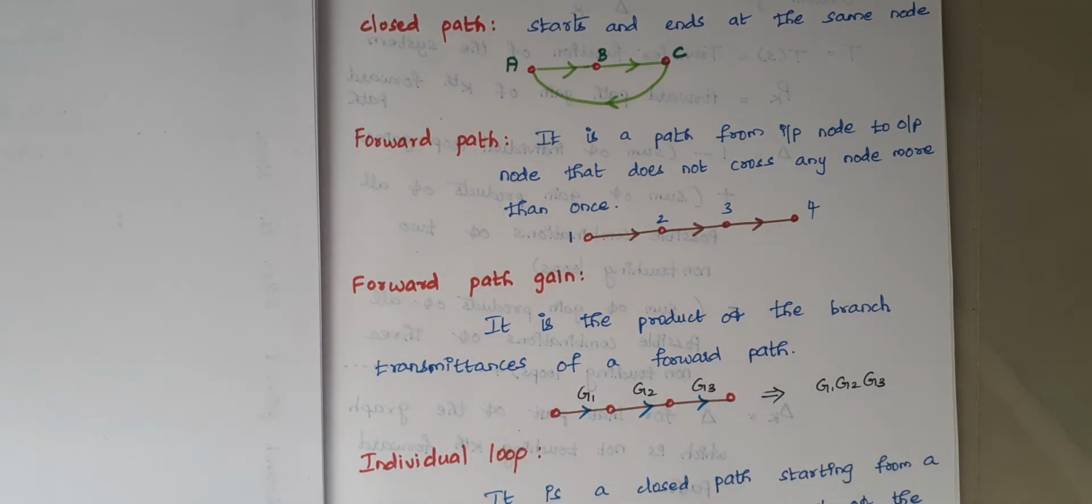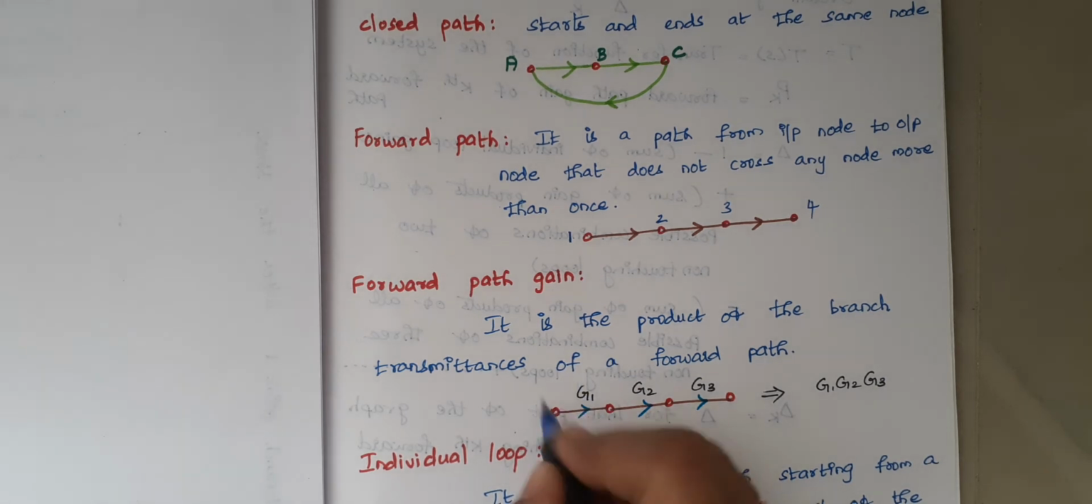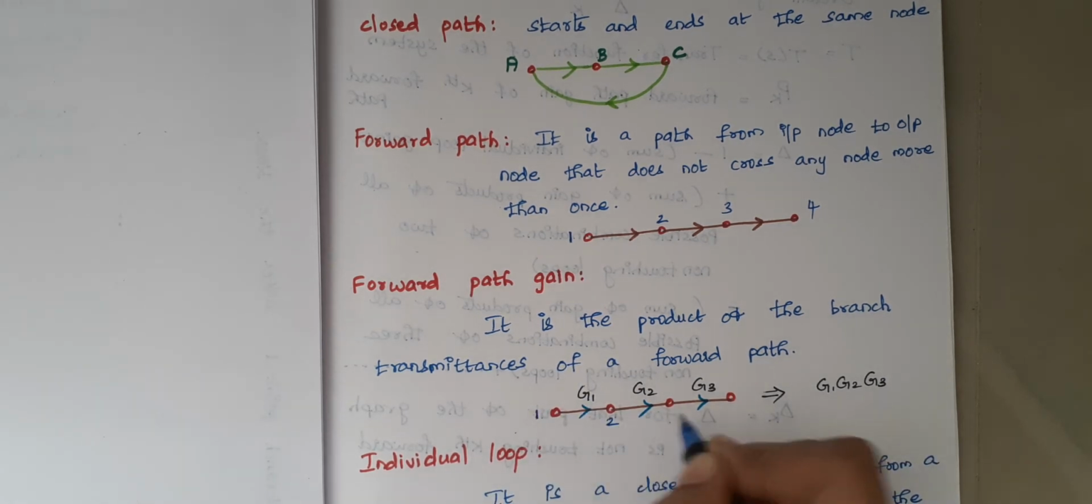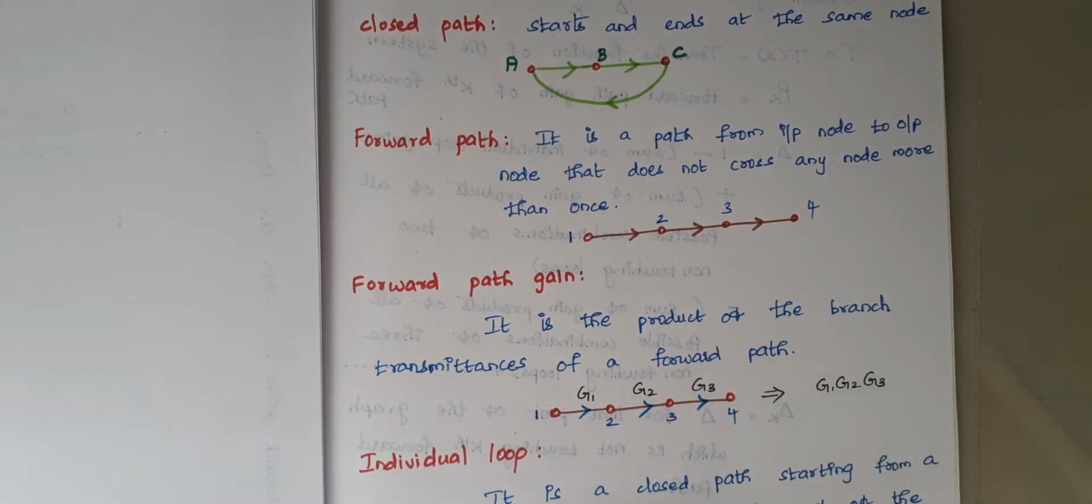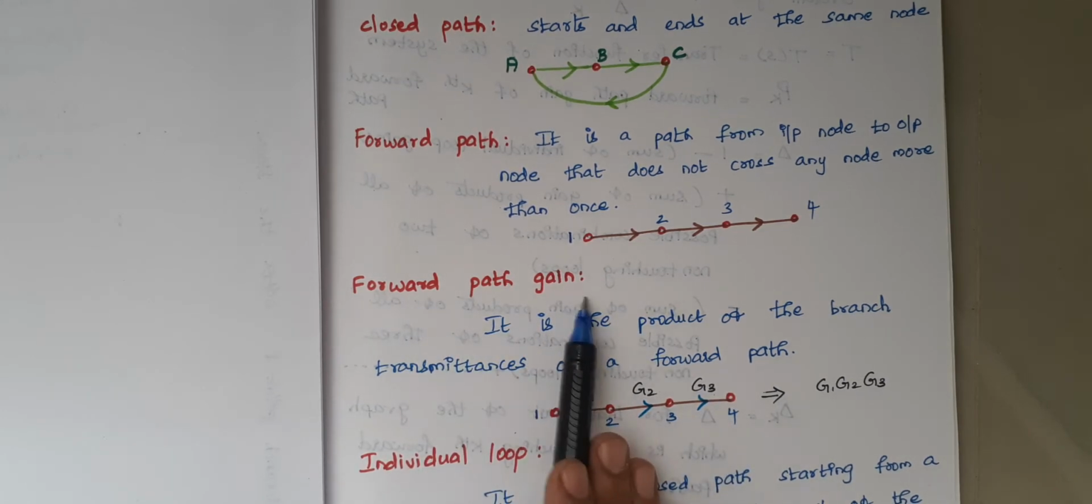As I already said, transmittance is nothing but the gain obtained by the signal when it moves from one node to another node, right? So here you see, let this be node 1, 2, 3 and 4. So the gain obtained by the signal when it moves from node 1 to node 4 will be, you just have to multiply the gains G1 into G2 into G3, and hence as this is a forward path, we are naming it as forward path gain, right?